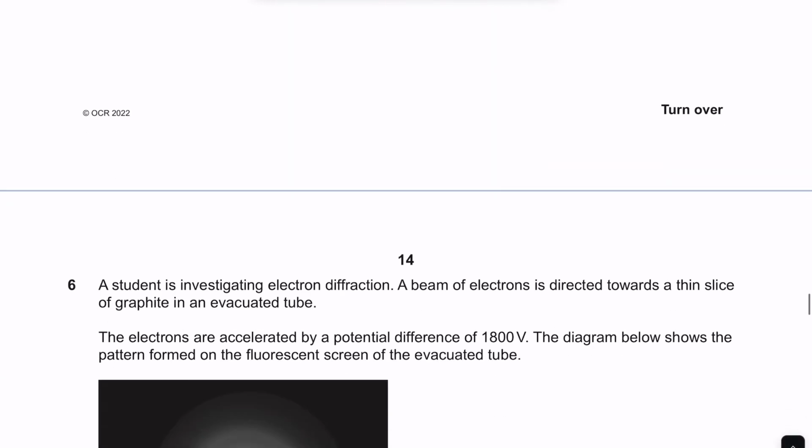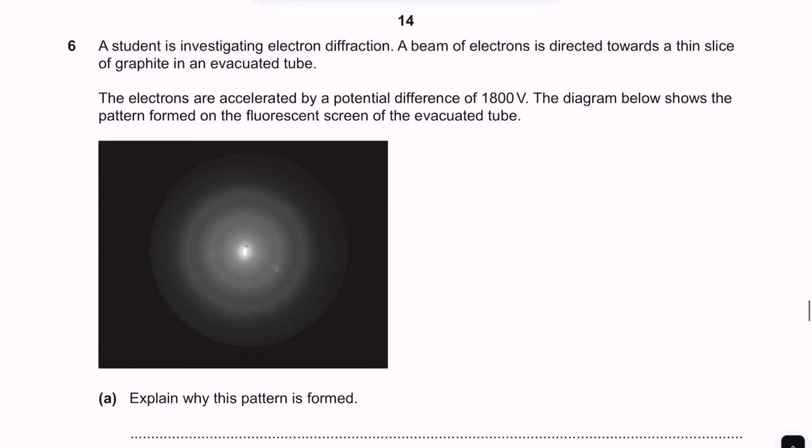For the next question, number 6, a student is investigating electron diffraction, and a beam of electrons is directed towards a thin slice of graphite in an evacuated tube. The electrons are accelerated by a potential difference of 1800 volts, and the diagram shows the pattern which is formed on the fluorescent screen on the tube. Explain why this pattern is formed.